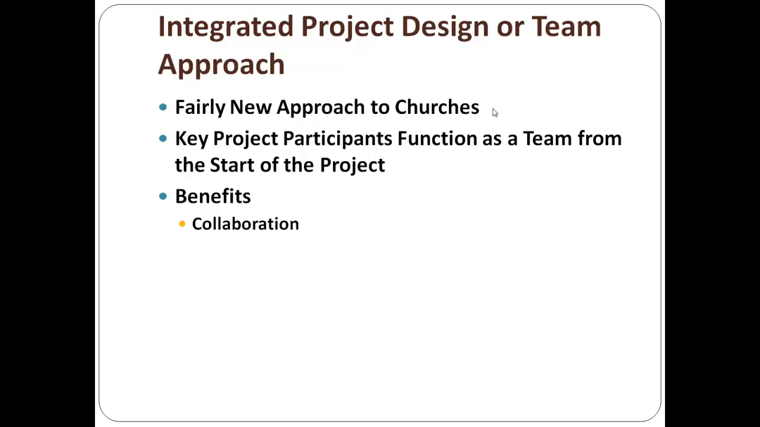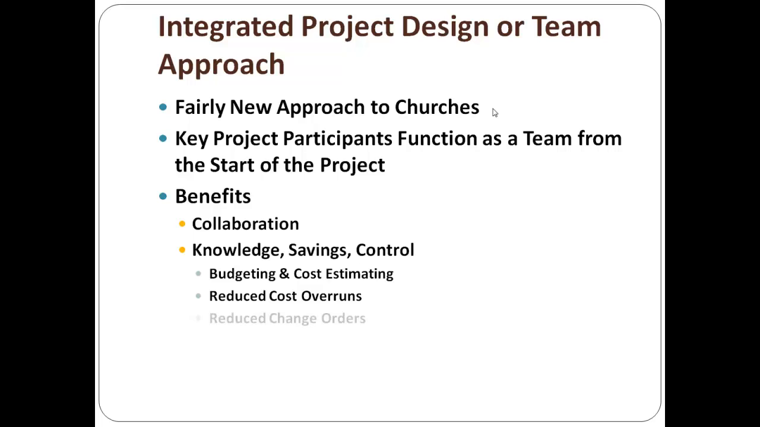So you take any of the three delivery systems that we have discussed here today, and you bring them together from the very beginning to function as a team. All the players, you're going to get the knowledge, savings, and control. The owner will. Budgeting and cost estimating, reduce cost overruns, reduce change orders. The design, you know what's going on, you get the savings, and you keep control of the design, of the quality of it, the size of it, and it is a help to you.